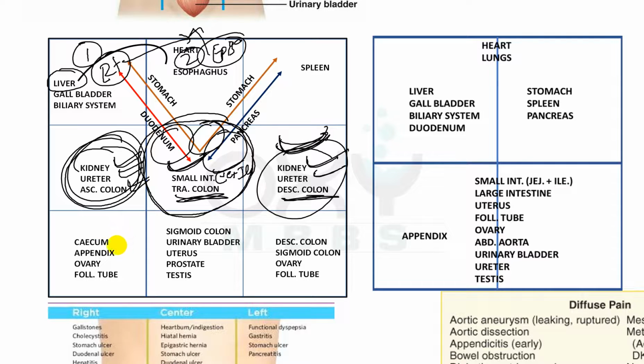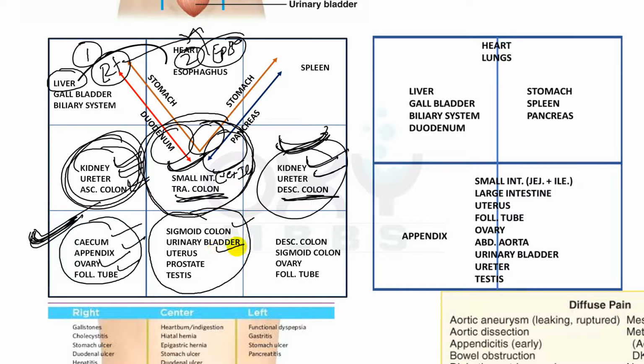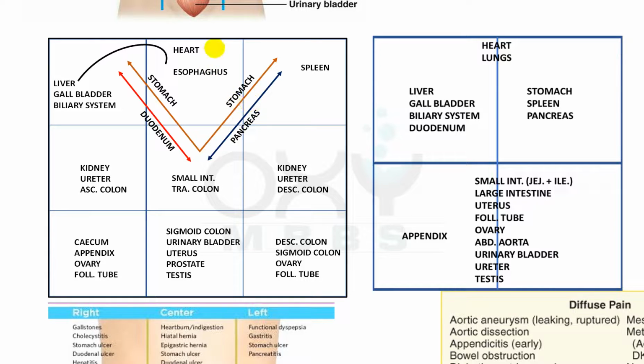Now coming to the inguinal region. On the right side there are the cecum, appendix, ovary and the fallopian tube. So if there is any pathology in these organs, then you will find pain in this right inguinal region. In the hypogastrium region there are the sigmoid colon, urinary bladder, uterus, prostate and the testes. The uterus is present in the female, and the prostate and testes are present in the male. So if there is any pathology in these organs, then you will find pain in this region. On the left side there are the descending colon, sigmoid colon, ovary and the fallopian tube. So friends, we have talked about the different organs in different regions.